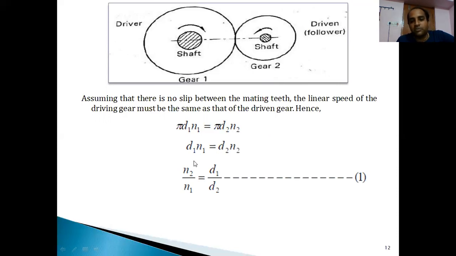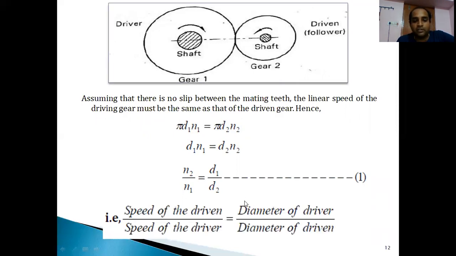On simplification, what we get, as per our definition, velocity ratio is nothing but the ratio of the driven gear. So in our figure, gear 2 is the driven gear, which means N2 by N1 is equal to D1 by D2. This is our definition, that is the speed of the driven gear to the speed of the driver gear, which is equal to the diameter of the driver gear to the diameter of the driven gear.